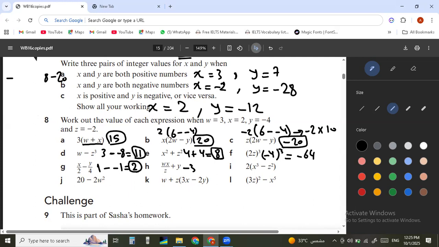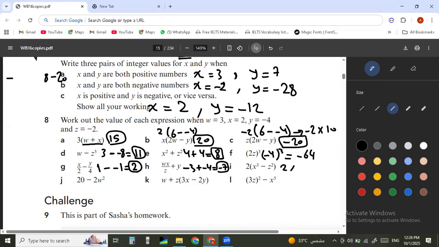w times x means 3 times 2, which is 6. You just write it at the top in the numerator, over z, which is -2. So it's just -3. So -3 plus y, which is plus -4, equals -3 minus 4, -7. The positive and negative would turn into negative.